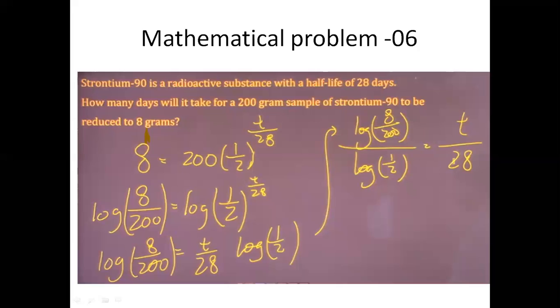and here we have all these values. By putting all these values in the calculator we can get the result, that is t, the time taken to reduce the mass from 200 grams to 8 grams.